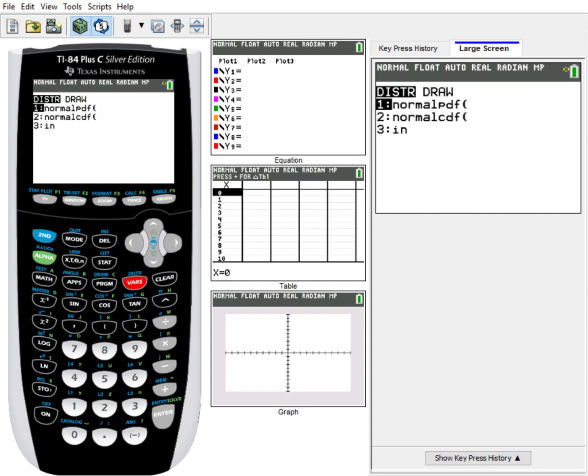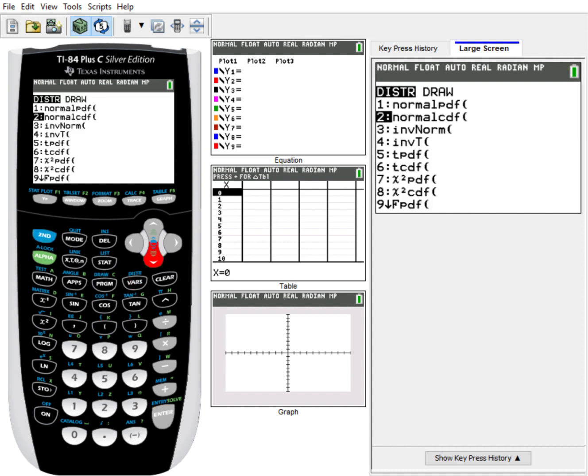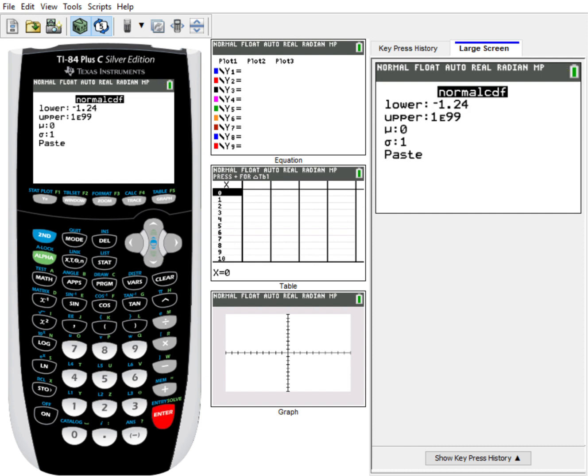And very similarly, with the 6-3 normal CDF, the lower bound is negative 1.35. So you have to put this in the order from left to right. So it needs to look like the picture. The lower bound is the number to the left. The upper bound is the number to the right. So you have to put the negative as the lower bound, the positive as the upper bound. Keep the mu at 0, keep the sigma at 1, and paste.